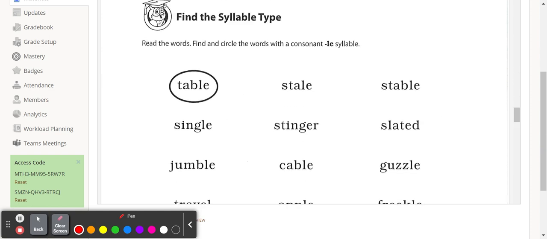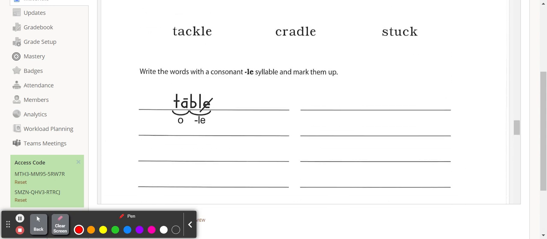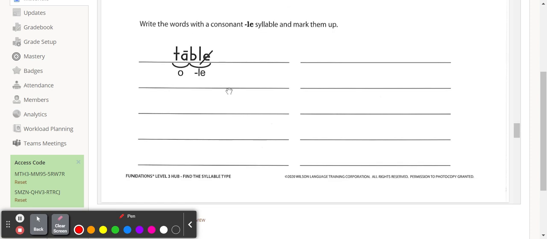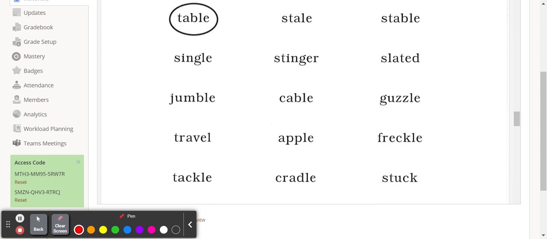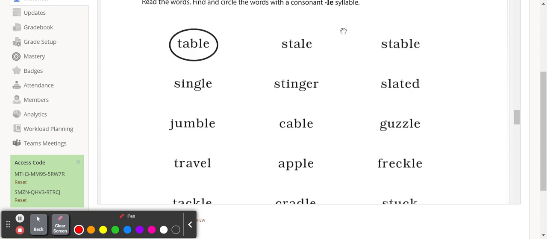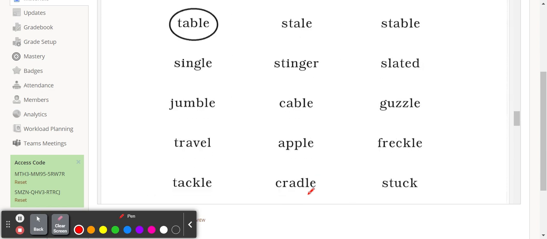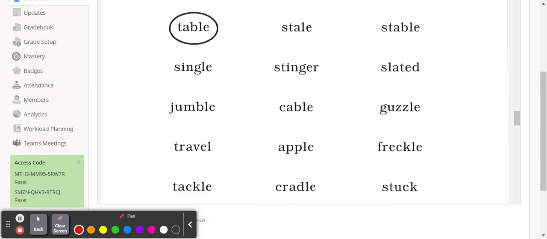All right. All we're doing on this one is finding and looking for words that have a consonant-LE syllable. We don't have to do any marking. Up here, they want you to write the words and mark them down below. But it takes me a long time to rewrite words down here on my computer. So I'm just going to mark the ones we circle up here, okay? And then you can rewrite them and mark them down below. Sound fair? Okay, so let's take a look.